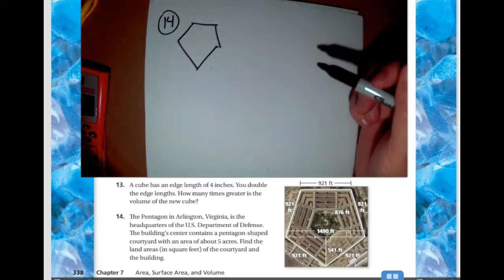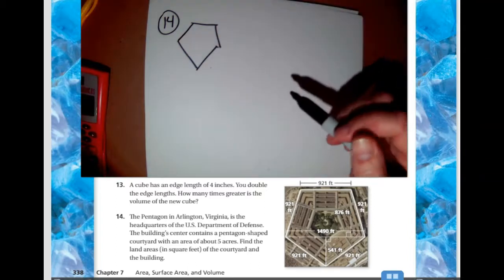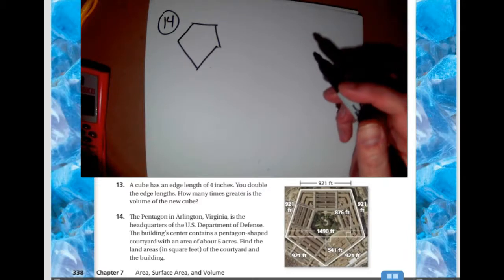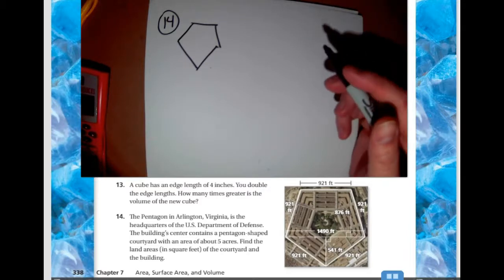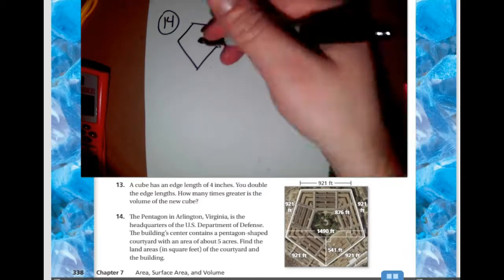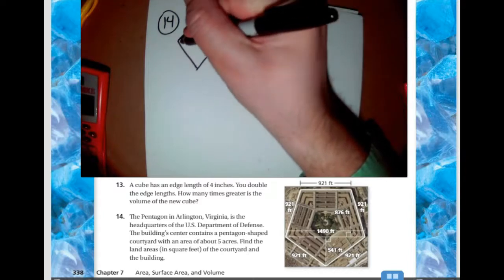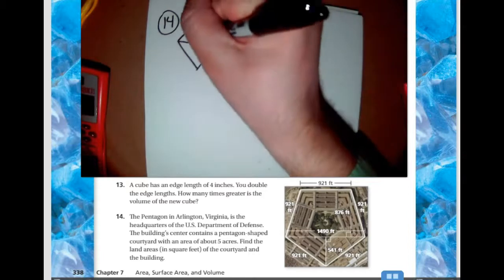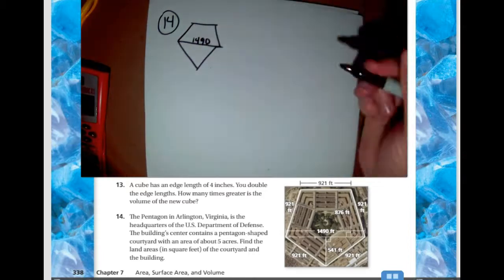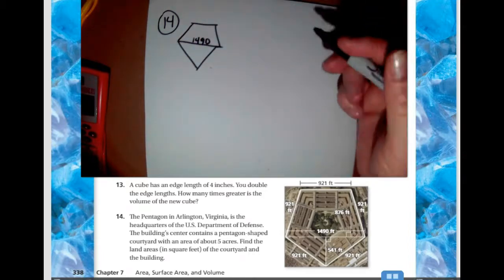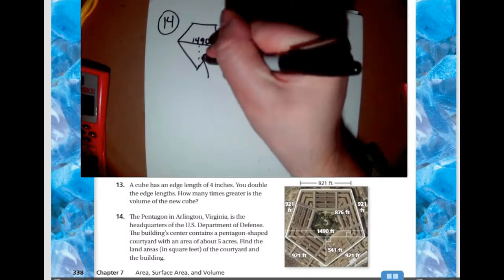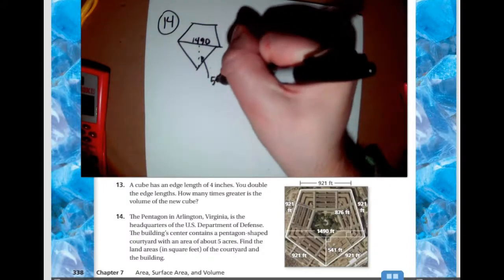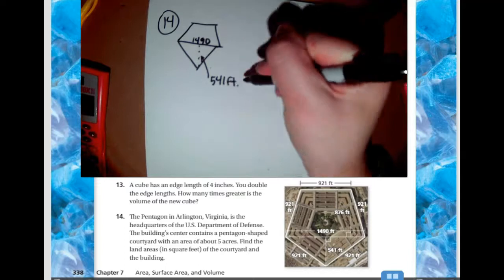That's a horrible pentagon, but you get the idea. That's kind of what the building is shaped like, right? It looks like they've chopped this up already into half right there. They've said this is 1,490 feet, right? They said this right here is 541 feet.